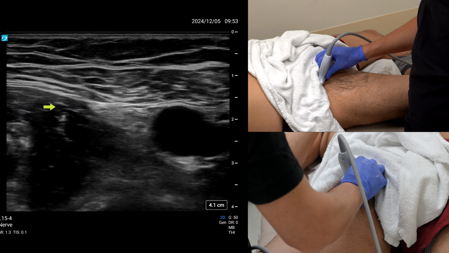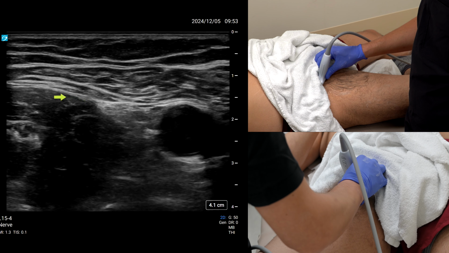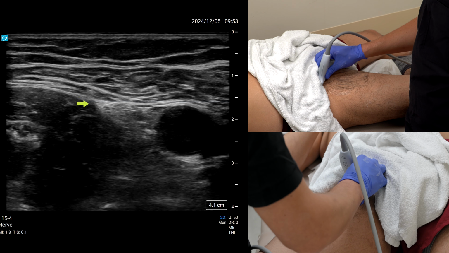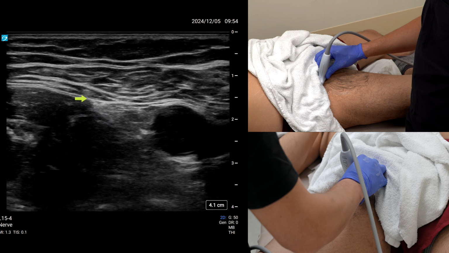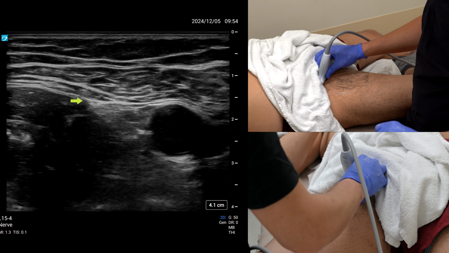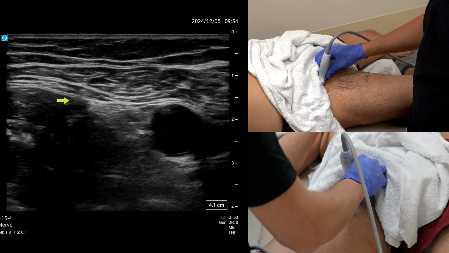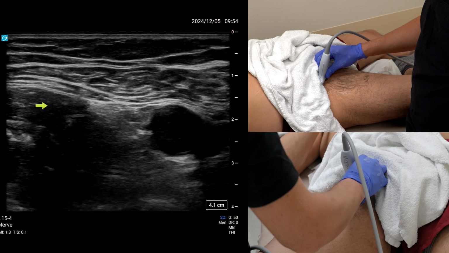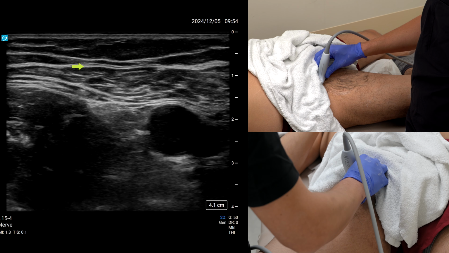Other important things to note are the fascia iliaca, which you can see here. This is a fascial layer that splits to encase the femoral nerve. And we can actually take advantage of that fascial layer to conduct local anesthetic next to the femoral nerve. The femoral nerve sits on top of the iliopsoas muscle, which is right here. And a little bit more superficial, you can see the fascia lata.